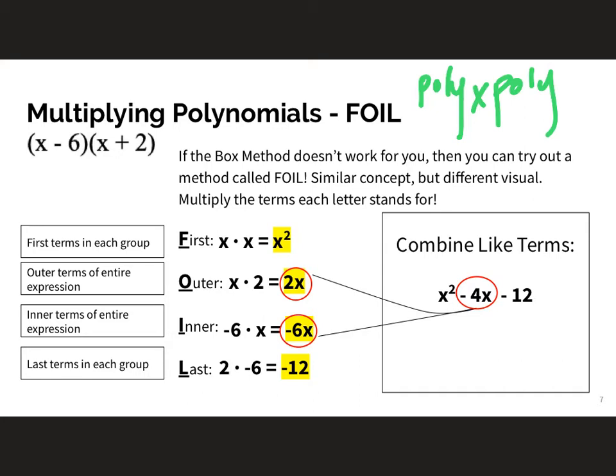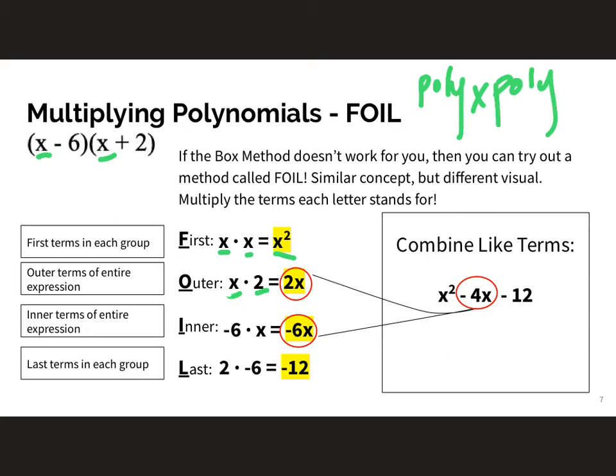So that F in FOIL stands for first, and the first terms in each of your groups are x and x. So that's what I'm multiplying together to get x squared. Then I want to multiply the outer terms of my expression. So my outer terms are going to be x and 2 because they're on the outside of my expression.